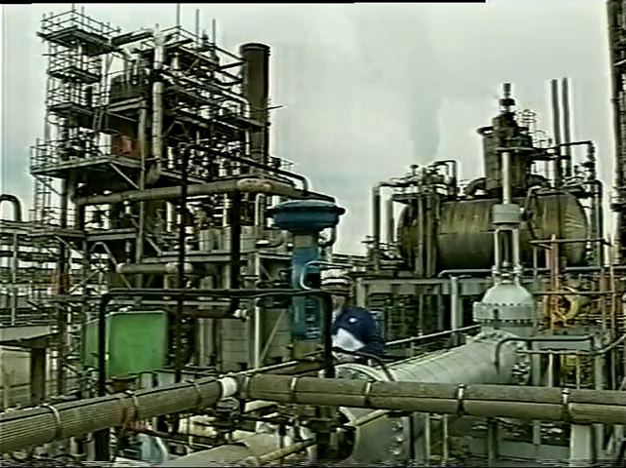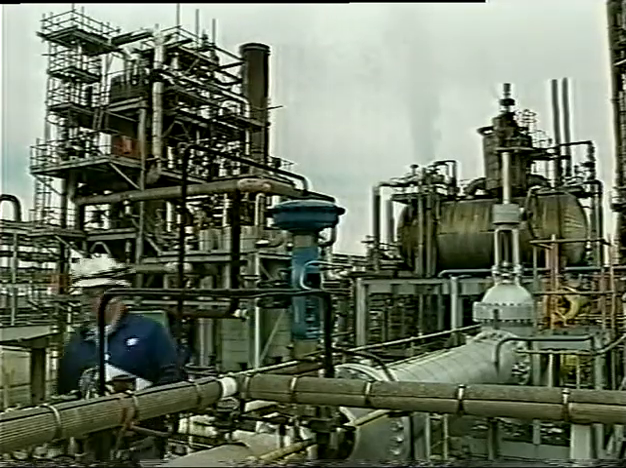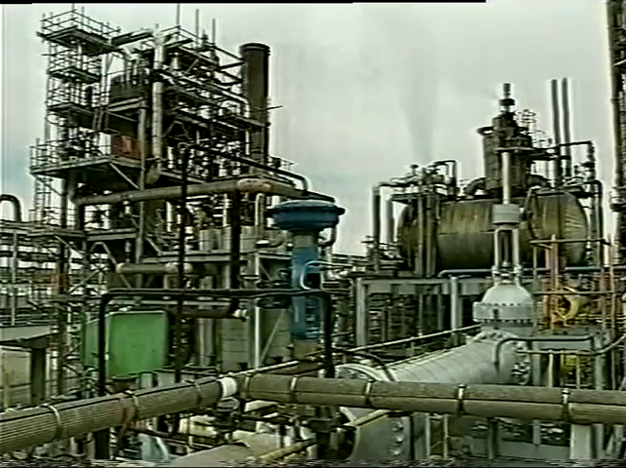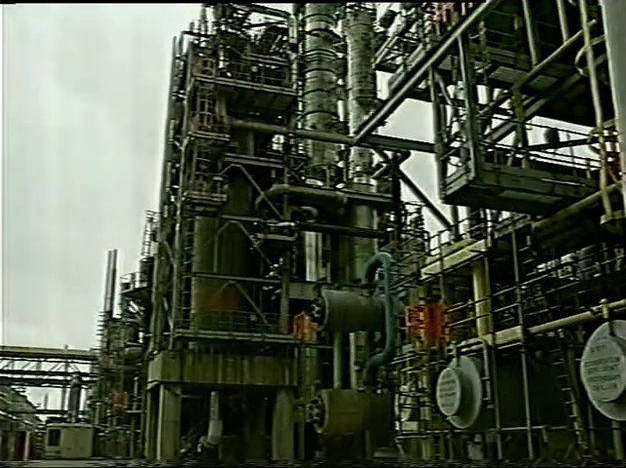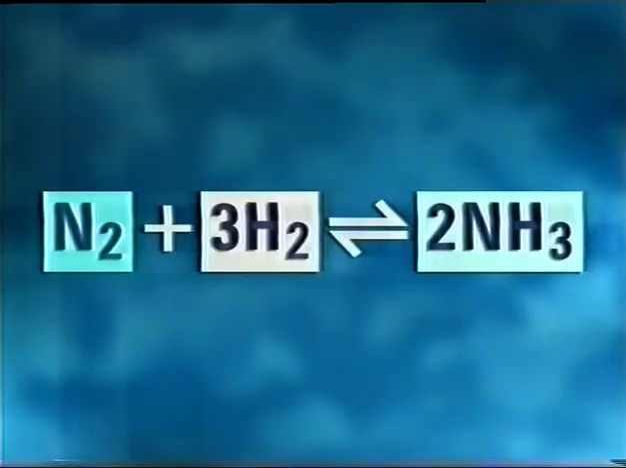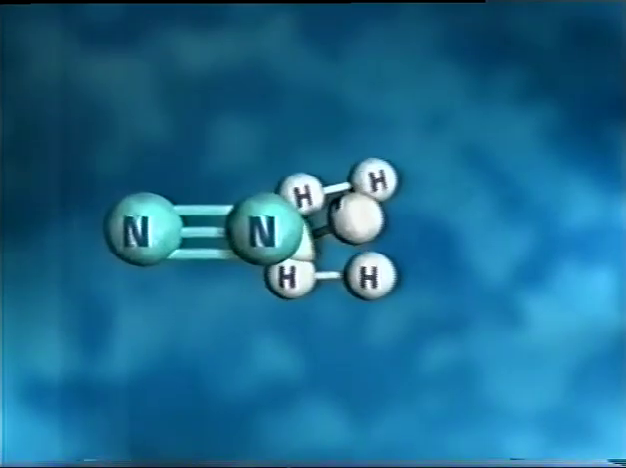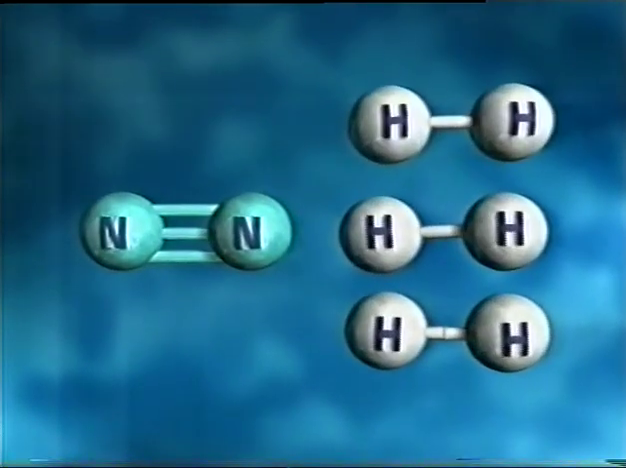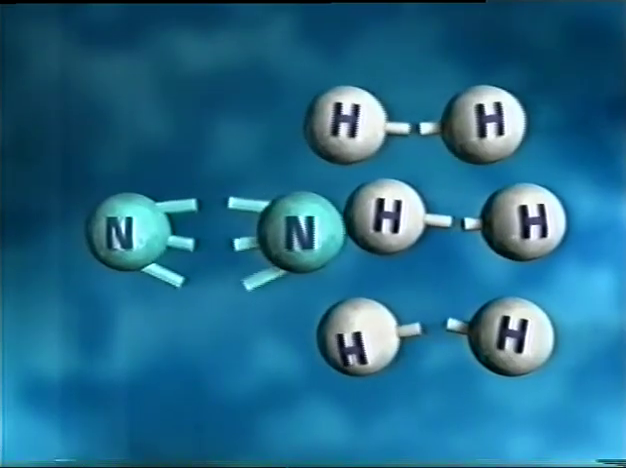Ammonia is made industrially from nitrogen and hydrogen. The two gases are mixed in a pressurized container. This is the equation for the reaction. Each nitrogen molecule reacts with 3 hydrogen molecules to form 2 molecules of ammonia.